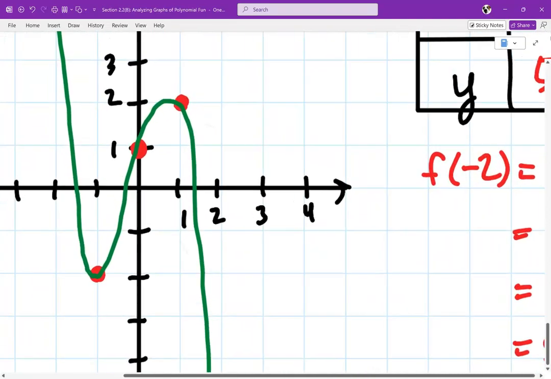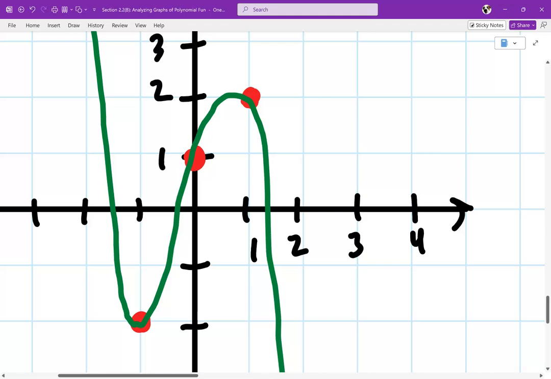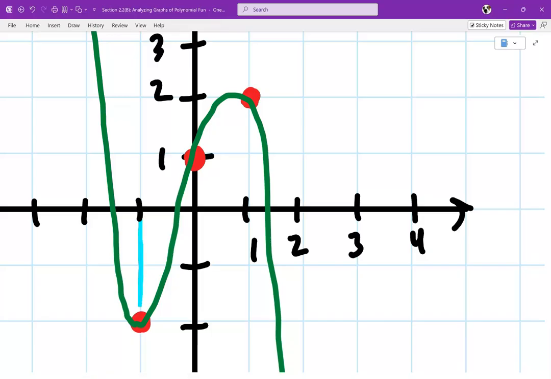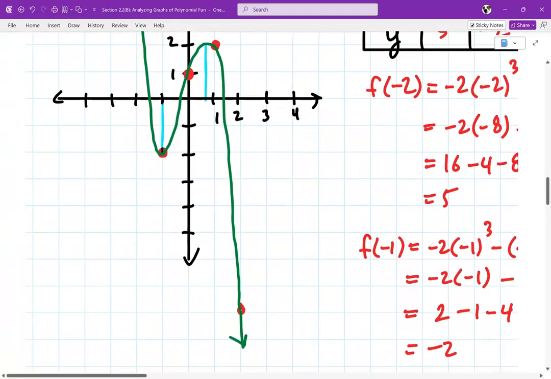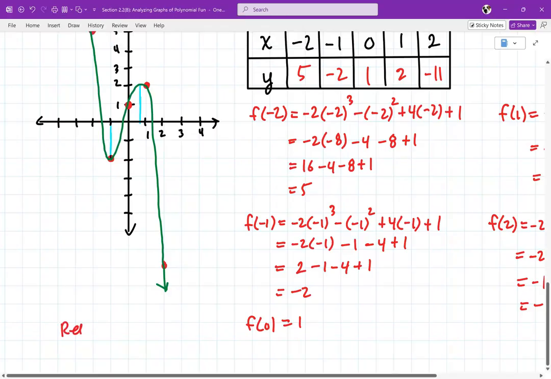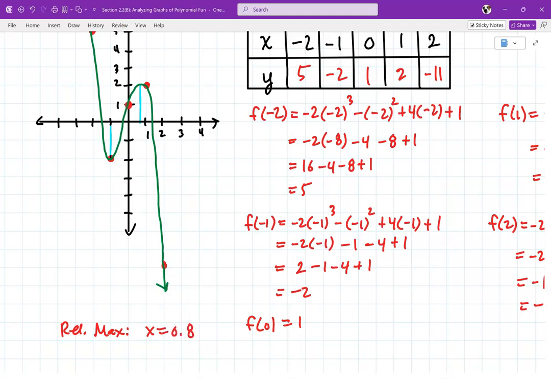So now I'm going to zoom in, and it looks like my low point is right here, right there. That would be negative 1. And my high point looks like it's right about there. What do you think? Like a 0.8? So a 0.8 and a negative 1. Let me write that down, and then we'll check Desmos to see if I'm close. So, all right, my relative maximum is at x equal to 0.8. And my relative minimum is at x equal to negative 1.